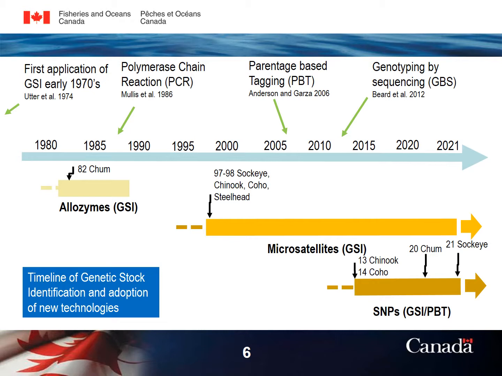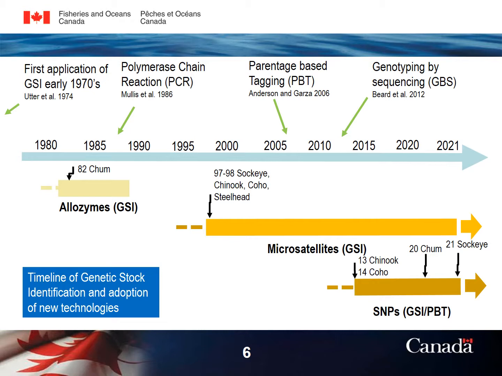PCR allows the replication of many copies of the same piece of DNA. So for microsatellite markers, PCR allowed us to amplify repeat sequences to determine size. As mentioned before, the number of repeat sequences are indicative of certain populations. In 1997-98, we analyzed our first mixed-stock Chinook fishery with 6 microsatellite markers.